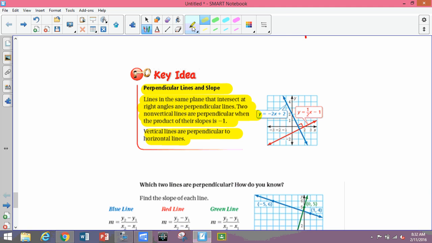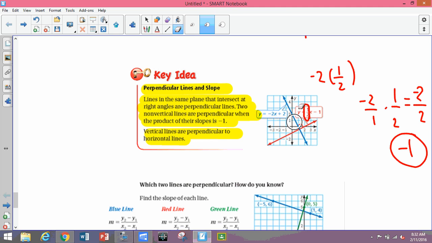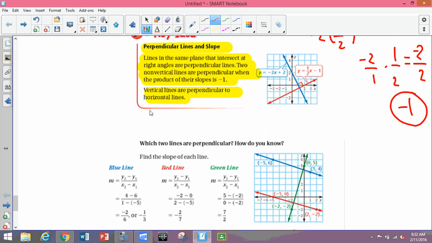So if you look at these two lines here, okay, you have a slope here of -2, and you have a slope here of 1/2. If I multiply those, -2 times 1/2, what do I get? I get -2 over 1 times 1 over 2, which means I end up with -2 over 2, which is -1. Whenever the product of your slopes is -1, and it does not matter what their intercept is, okay, the intercept does not matter, you have perpendicular lines, okay?